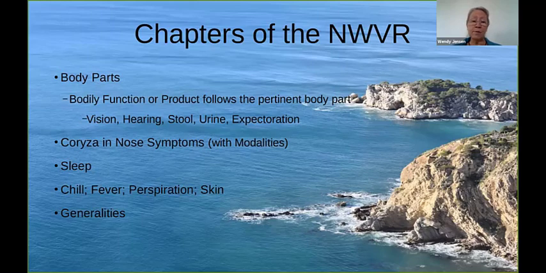Then coryza, you'll find that under the nose chapter, and it has its own modalities. After those body parts are ended, you find sleep, and then chill, fever, perspiration, which kind of makes sense. Perspiration can be issued during a fever. And then after that, skin, and then finally generalities. So those are the chapters.